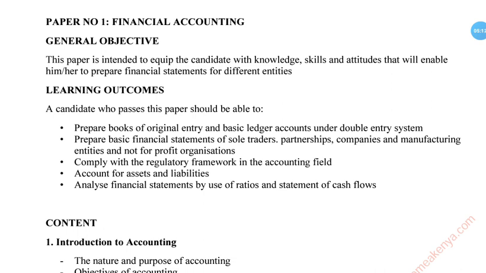Then we shall need to learn about accounting for assets and liabilities, and analyzing financial statements by use of ratios and statement of cash flow. These are the statements that we use to analyze financial statements, to analyze a business.